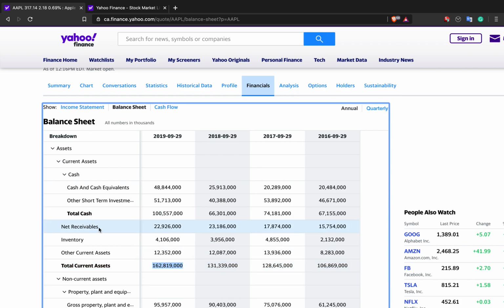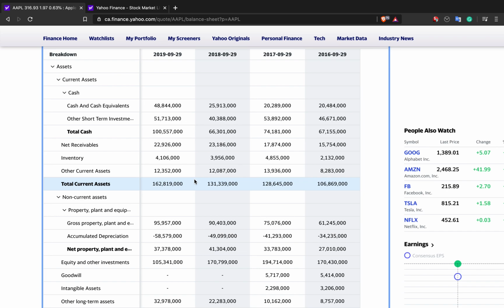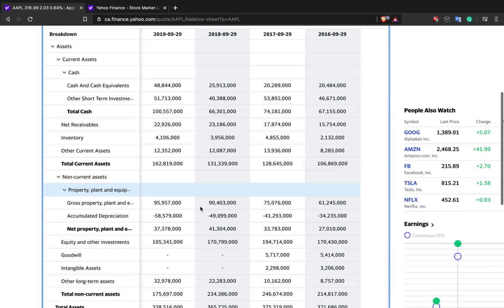The net receivables is the amount of money that Apple will receive in that financial year, and their current inventory is being valued at 4 billion, and their other current assets are being valued at 12 billion. To take it a step further, in case you want to find out what these other current assets would be, you will have to look at their annual reports or any other releases from the company to find out that information.